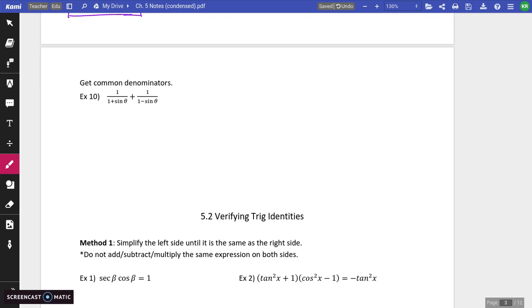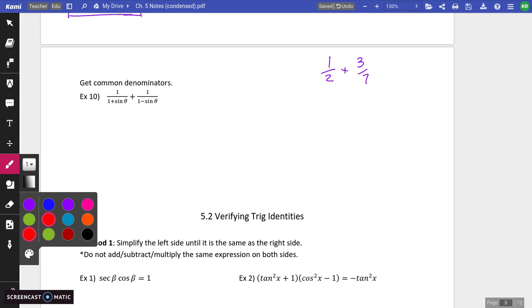Okay, fractions. One option is to add them together. In order to do that, I'm going to need to get common denominators. So let's go back to 5th grade. I have 1/2 plus 3/7. To get common denominators, I'm going to have to think about what their least common multiple is.